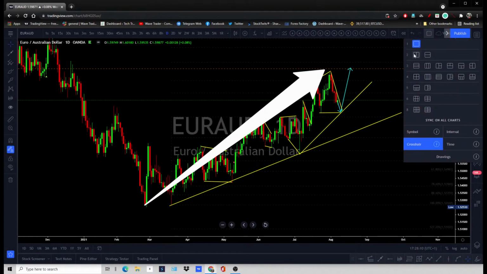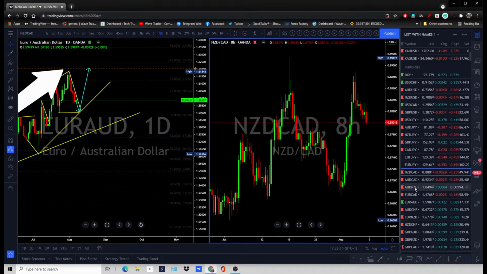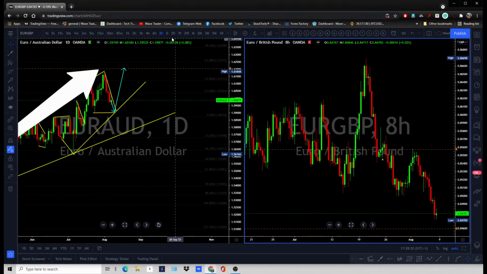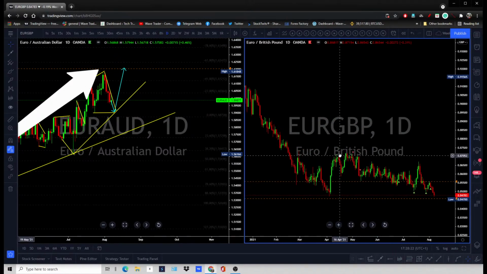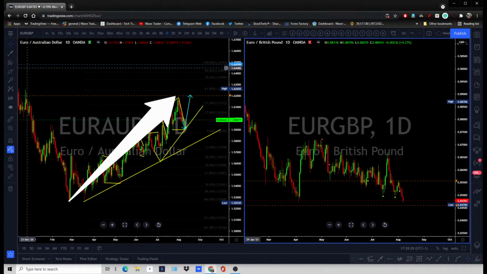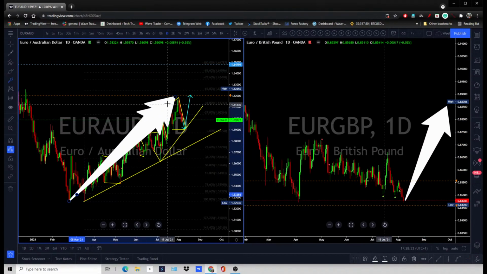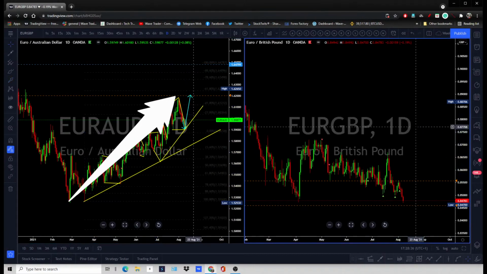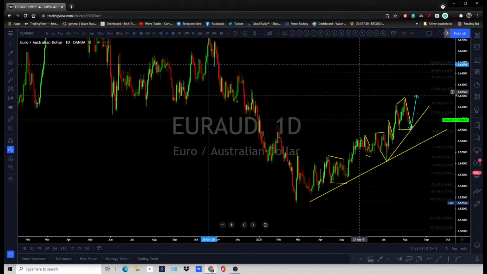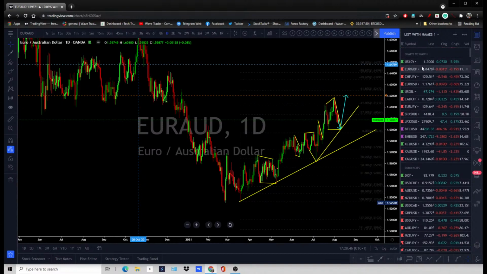So if I compare that chart with the Euro Pound, the Euro still needs to get stronger against the pound. This move still needs to come. So it means that there is still potential on the Euro Pound chart. Right, so that's the Euro Pound.